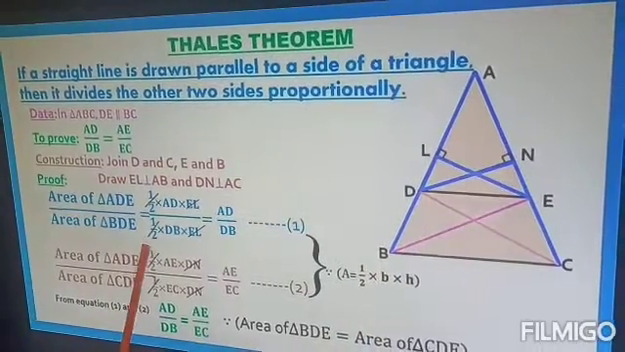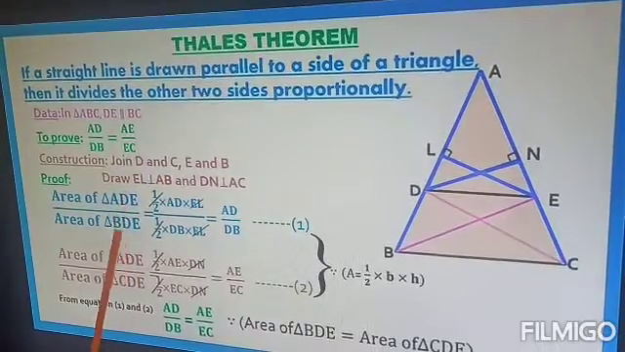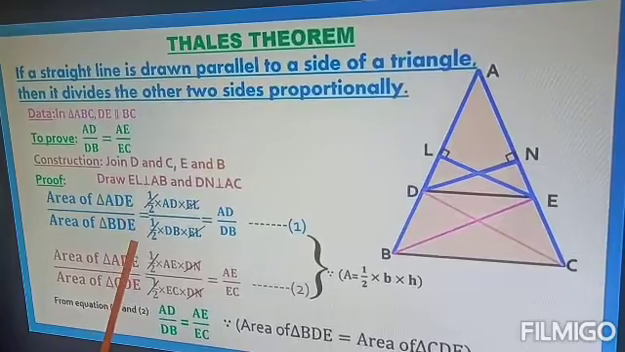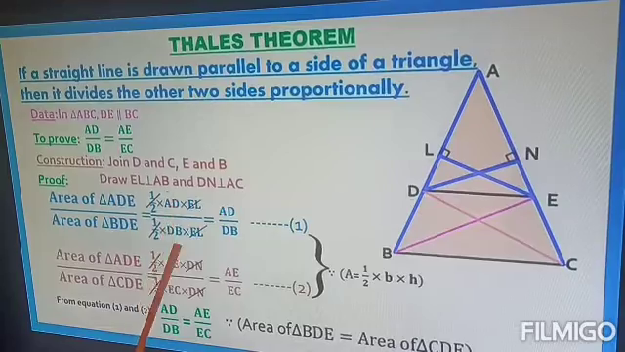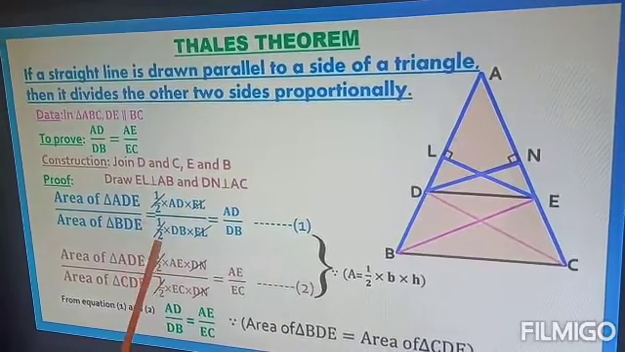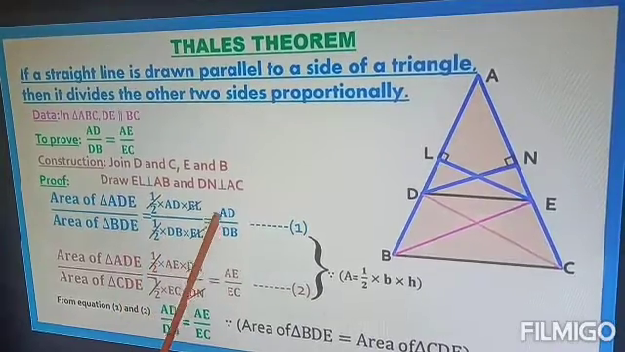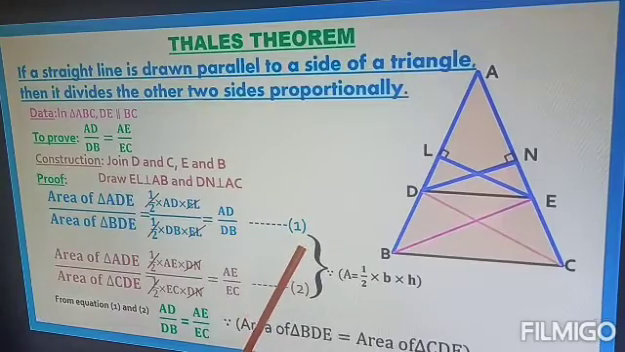Then the halves cancel each other. In these two, up and down, half and half are common. That cancels, and EL by EL is also common, so that cancels too. Then what is the remaining thing? AD by BD. After simplifying, we got AD by BD. That makes it equation 1.